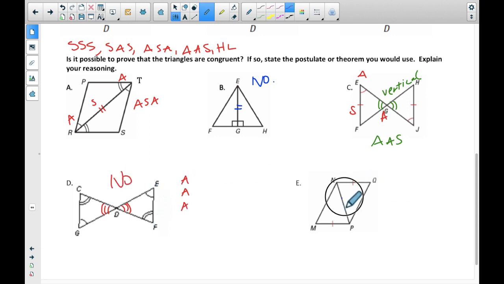All right, once again, we have this side in between here, this shared side, this reflexive side, but we do not have any angles. We only have two things. We need to have at least three things, not enough information.